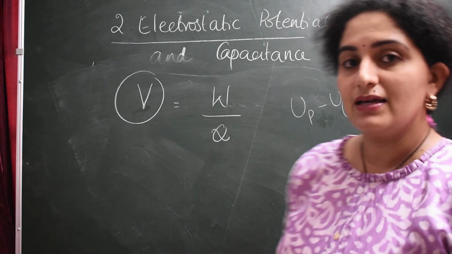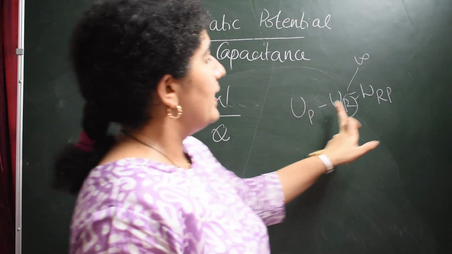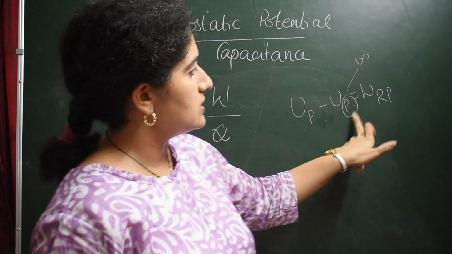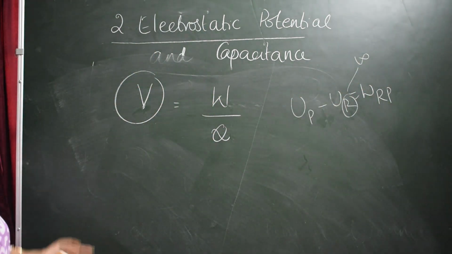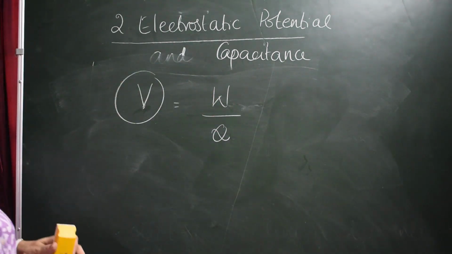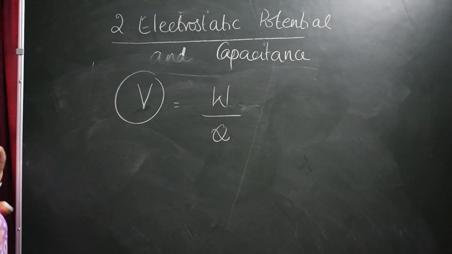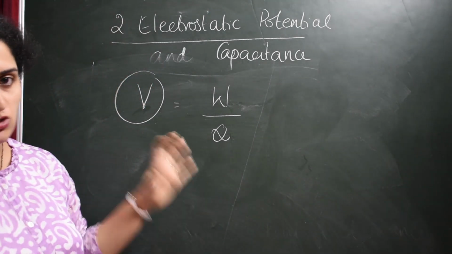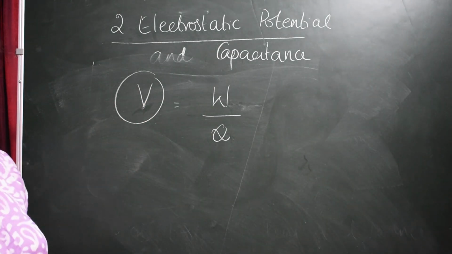So usually we consider the potential at infinity to be 0. So it is UP minus U0. It is given in your textbook also, UP minus U infinity, but U infinity we usually take as 0. In the same concept, electrostatic potential is the ratio of work done to the charge Q. How much work you are doing per unit charge, that is nothing but the electrostatic potential.